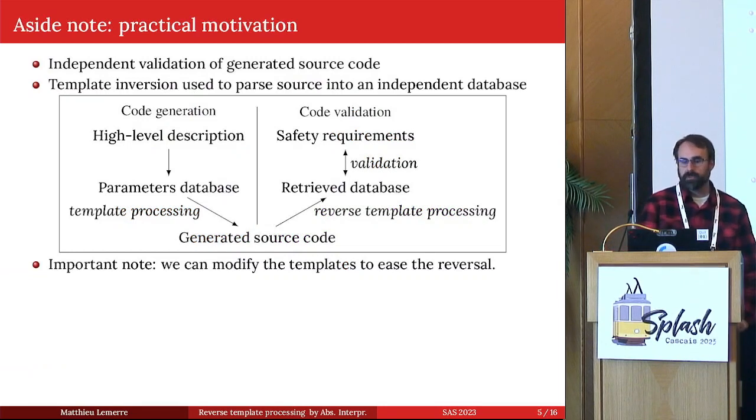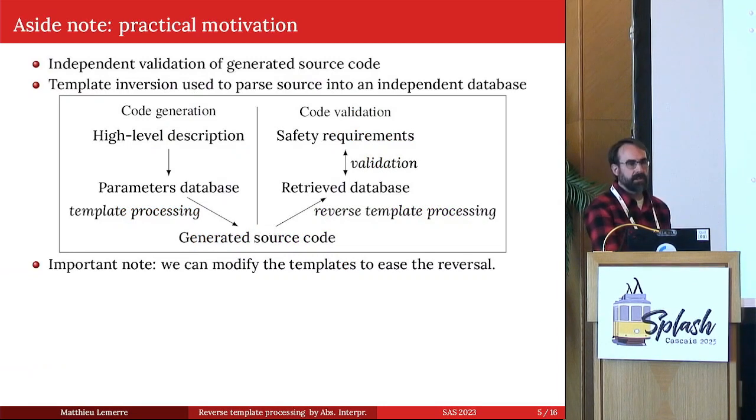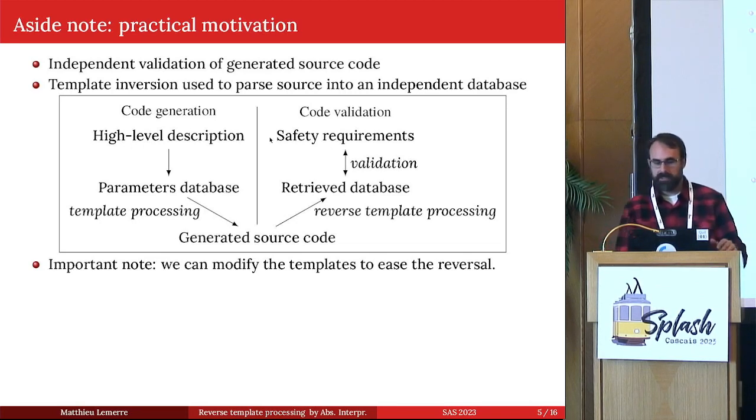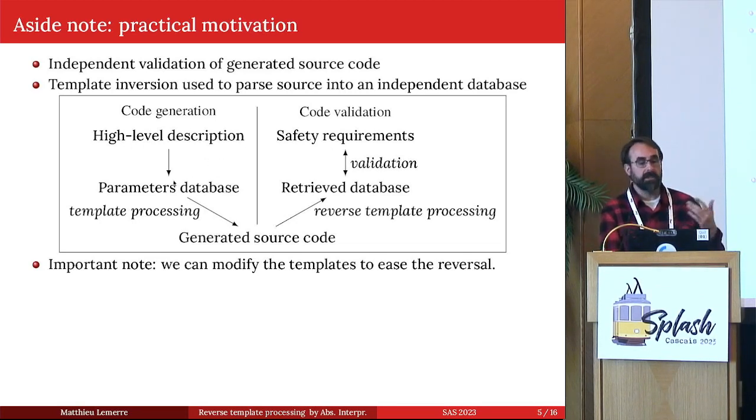So why do we want to do that? This is a side note on the practical motivation for this work, which was in the context of aeronautics certification, where some people generate a parameters database in a JSON file, and then use template processing to produce some constant source code, which is used after that in an embedded system. And for certification reasons, they want to retrieve the database. So this is where reverse template processing will take place, so that we can validate the database against safety requirements.